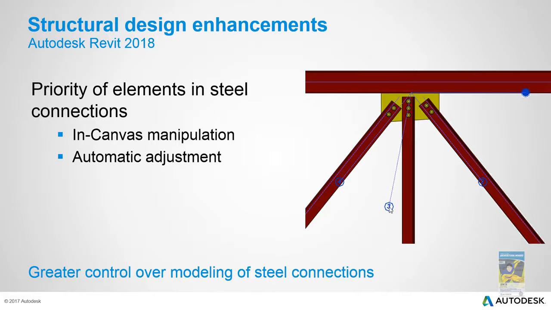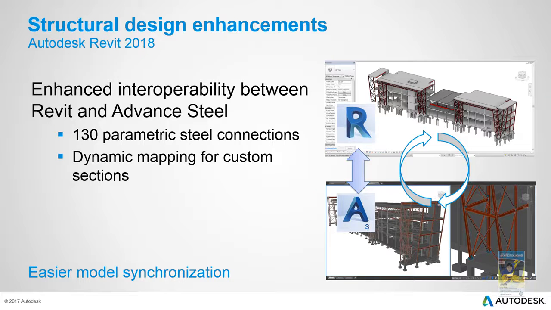You now as well have the ability to prioritize the connection of the elements for steel. They've also enhanced in the background the interoperability between Revit and Advanced Steel. So that way when you're creating your steel connections in Revit and you are round tripping them to Advanced Steel and back, it's a bit more of a seamless workflow.